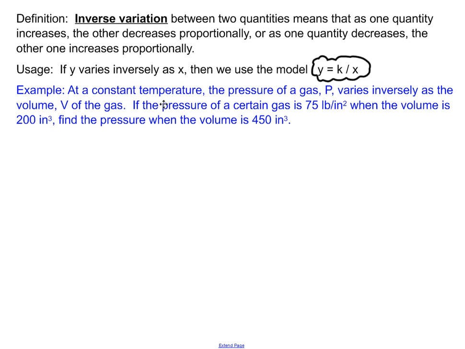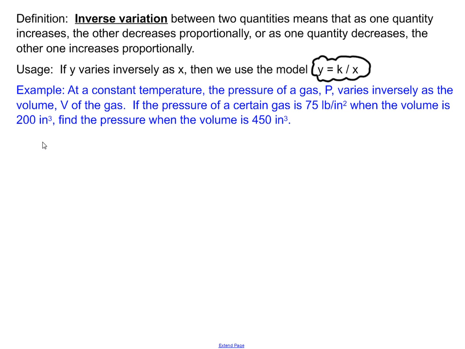So at constant temperature, here's an example. At constant temperature, the pressure of a gas, P, varies inversely as the volume V of the gas. If the pressure of a certain gas is 75 pounds per square inch when the volume is 200 cubic inches, find the pressure when the volume is 450 cubic inches.